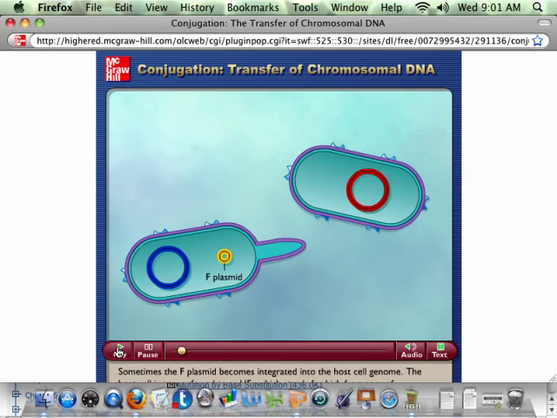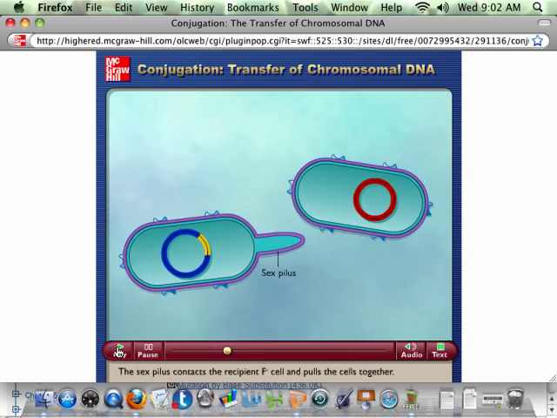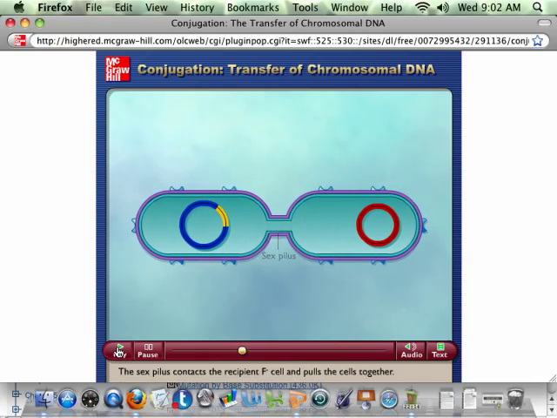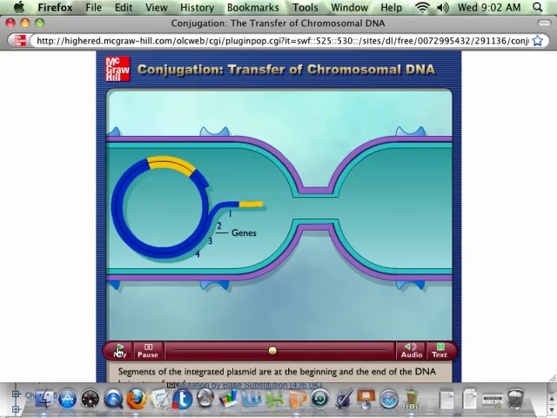Sometimes the F plasmid becomes integrated into the host cell genome. The host cell is now referred to as HFR, which stands for high frequency of recombination. The HFR is able to transfer some of the host genes to the recipient. The sex pilus contacts the recipient F- cell and pulls the cells together. The donor chromosome is transferred as single-stranded DNA starting at the origin of transfer. Gene 1, which is closest to the origin, is transferred first. Segments of the integrated plasmid are at the beginning and the end of the DNA being transferred.